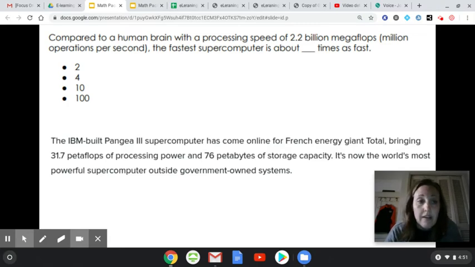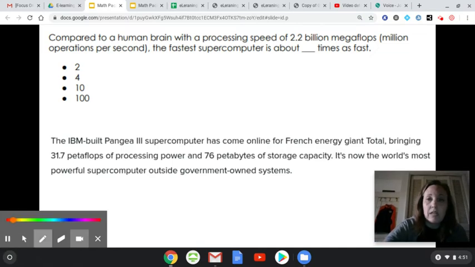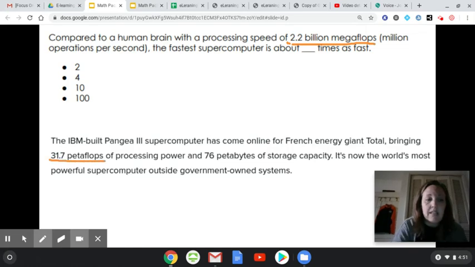For sure. Here's the data that we found from the last problem, problem 5, and we're going to use it in this problem. It says the IBM built Pangea 3. Its processing speed is 31.7 petaflops of processing power. So we have to somehow compare 2.2 billion megaflops to 31.7 petaflops.